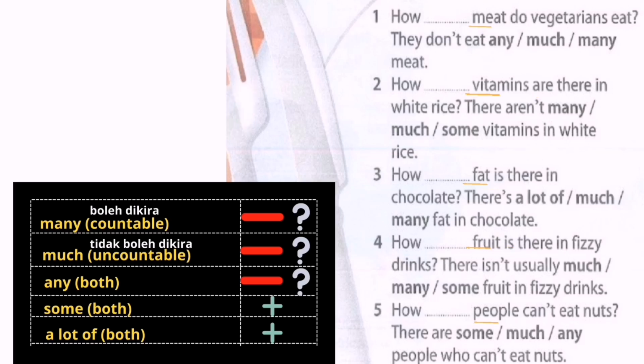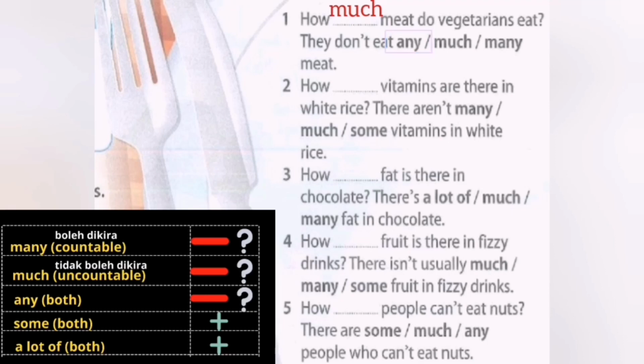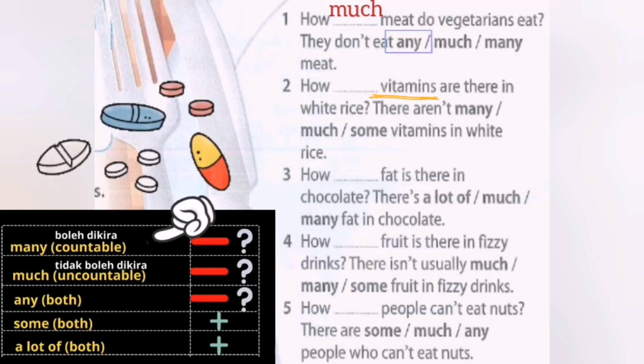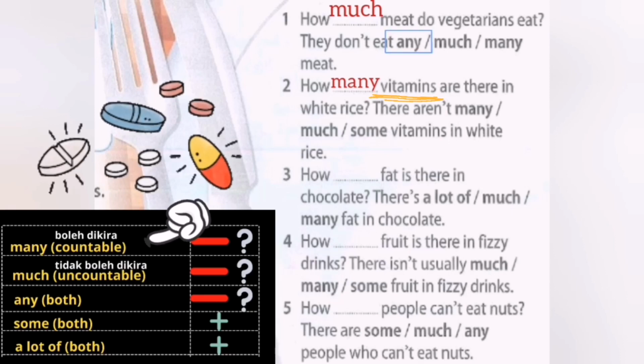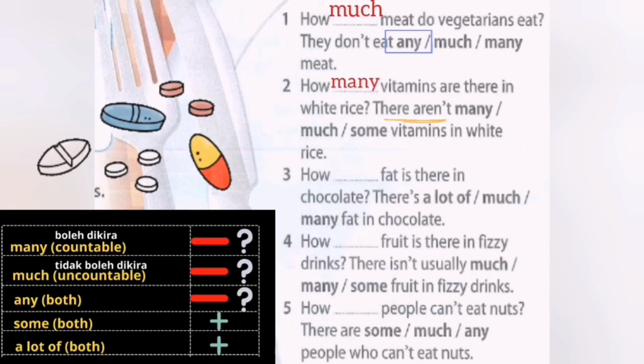Now, let's check your answers. Answer for number 2. Vitamins are countable. So the answer is how many? How many vitamins are there in white rice? There aren't. Aren't refer to negative sentence. So the answer is many. There aren't many vitamins in white rice.